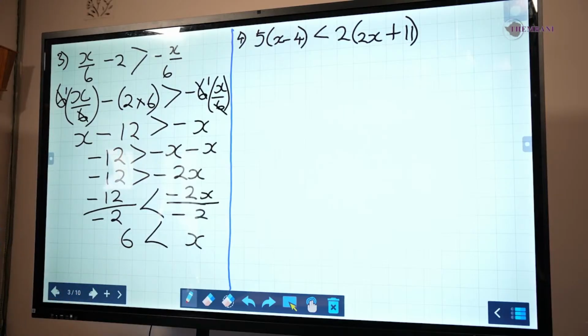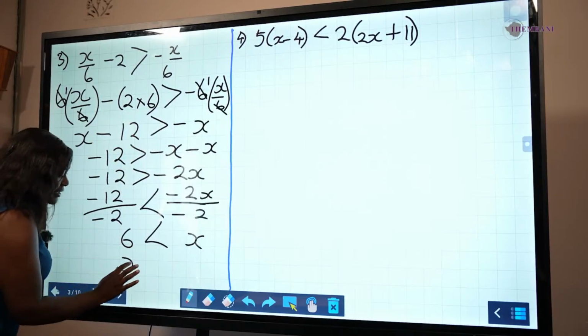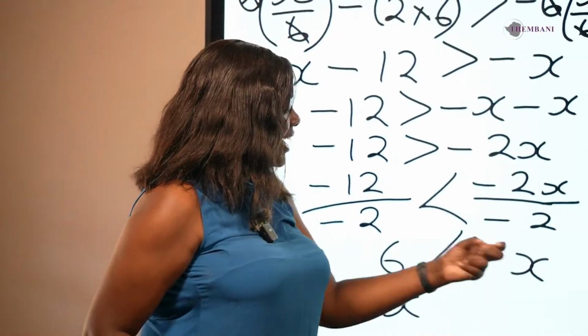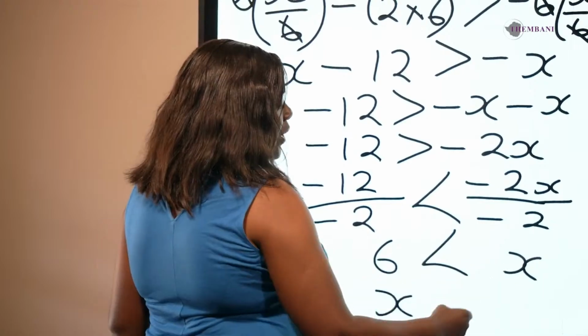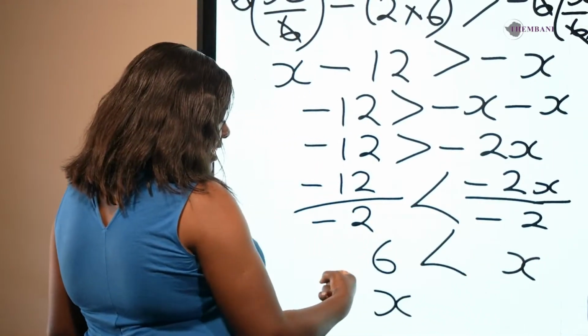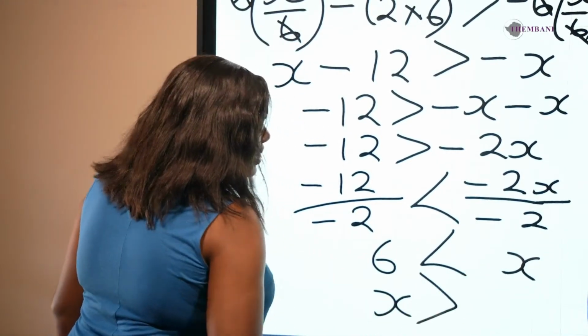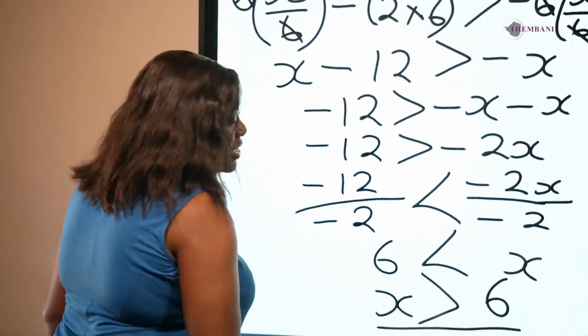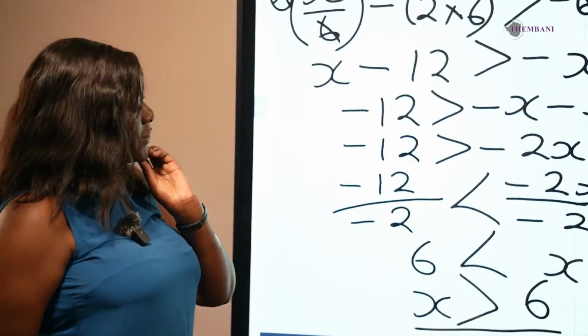For it to be neater, we are going to write x. If we were to read this, we are saying 6 is less than x. And if we are reading from this point, we are saying x is greater than 6. So our inequality sign faces our x, and then we write in this form. This will be our solution.